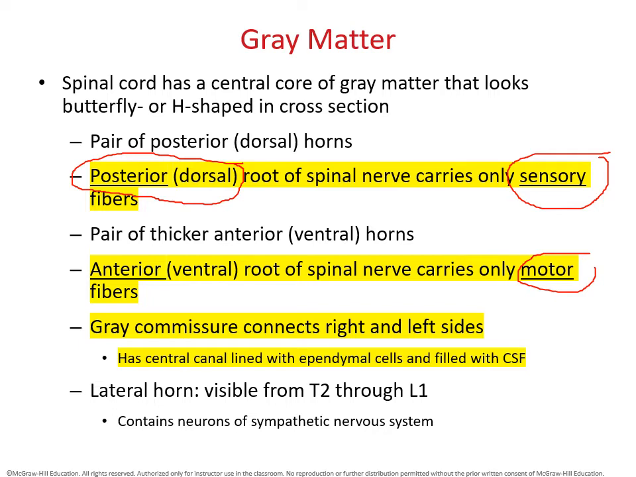Obviously, there needs to be a connecting point. So what we see happening is that there's a gray commissure. This is where there's a little central canal where you have some ependymal cells and cerebrospinal fluid, and it will be all about connecting both the right and the left side of the spinal cord, so there can be continuous communication between the entire gray matter.